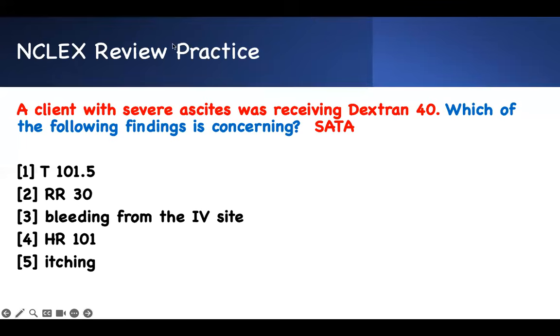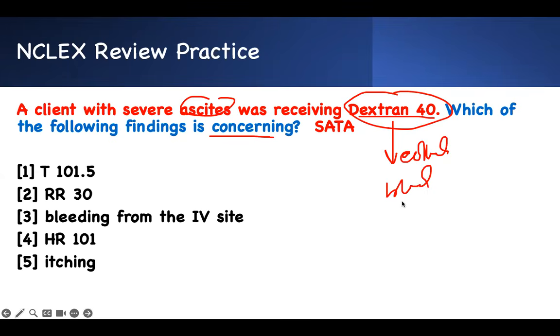And the last question. A client with severe ascites was receiving dextran 40. Which of the following is concerning? Pay attention. Dextran is what? Dextran is a colloid. What are the things you should worry about? Bleeding and coagulation problems. All of a sudden, temperature is high. Respiratory rate is going up. It's bleeding from the IV site. It's tachycardic and itchy.